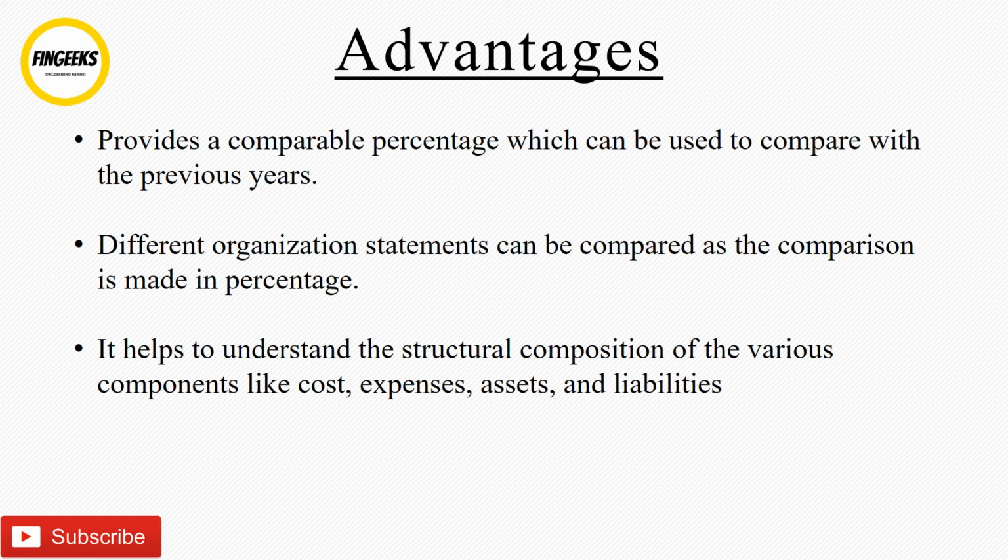Second, different organizations' statements can be compared as the comparison is made in percentage. So there can be a situation where a company is compared with another big giant, although their numbers are very high, but since everything is in percentage, it becomes easier to compare, right? It also helps to understand the structural composition of various components like costs, expenses, assets and liabilities. You can easily see what amount of your cost of goods sold is what portion of your total revenue, right? How much total revenue is being consumed in cost. So you can easily see the structural composition of various components by using vertical analysis.